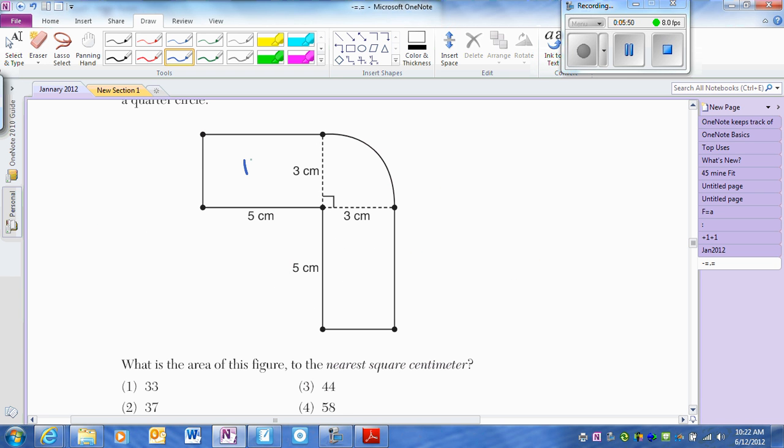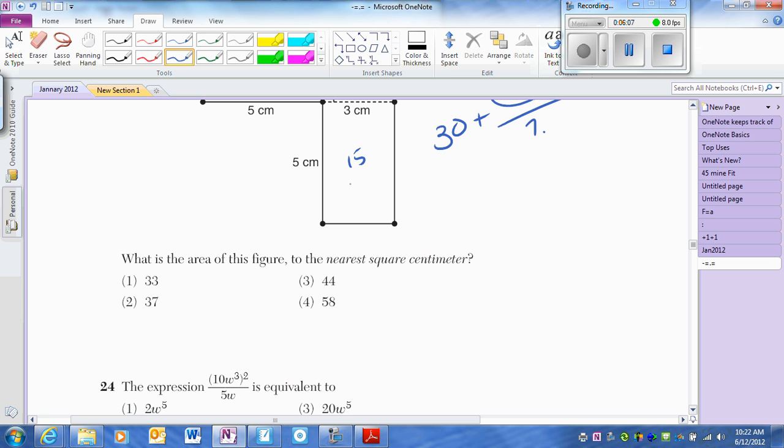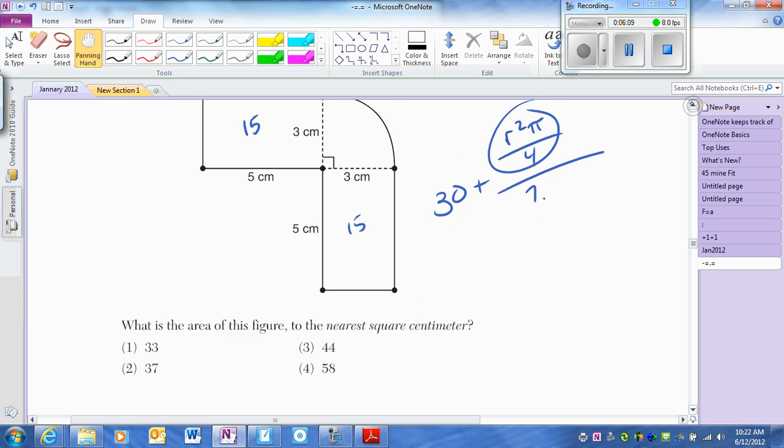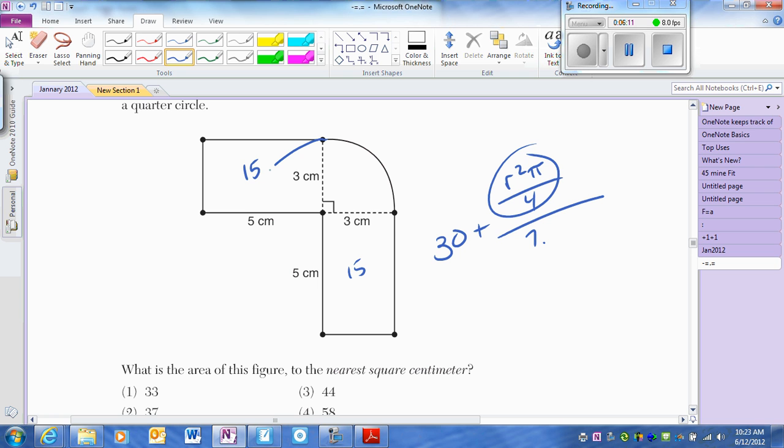The area of this shape is 15, and the area of this shape is 15. So I know it's 30 plus something. Well, that something is a circle, pi r squared, but only a fourth of it. And I think if I put this in my calculator, oh wait, what's the radius? Well, you've got to think about this. Here's your circle. So there's your radius of 3. So this would be 9 pi over 4. And I think it's 7.07, so the answer is 37.